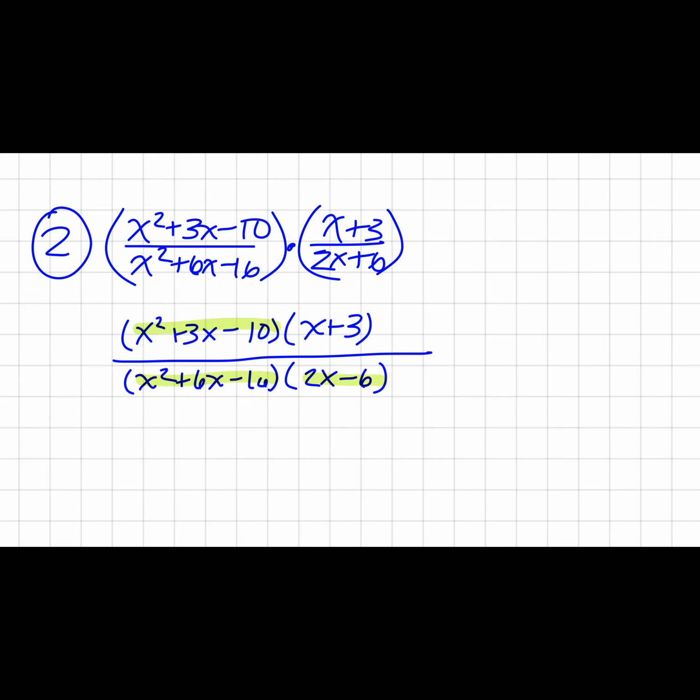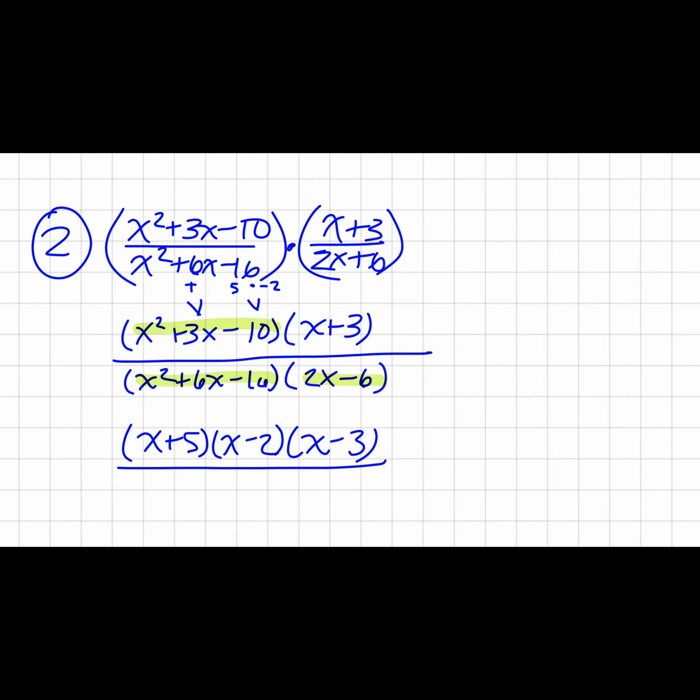So looking at the top term, I need two numbers that multiply to give me a negative 10, but when I add them I get a positive 3. So I know, because of factoring rules, that this is a positive 5 times a negative 2. 5 times negative 2 will give me negative 10, and 5 plus negative 2 will give me a positive 3. So I can rewrite this as x plus 5 times x minus 2 times x minus 3.